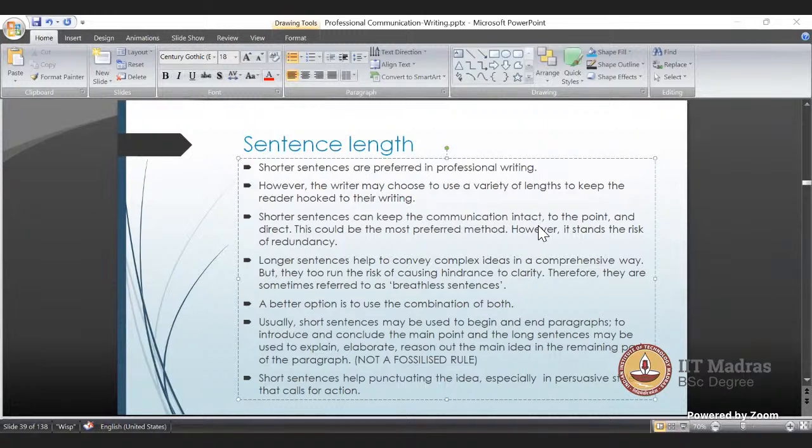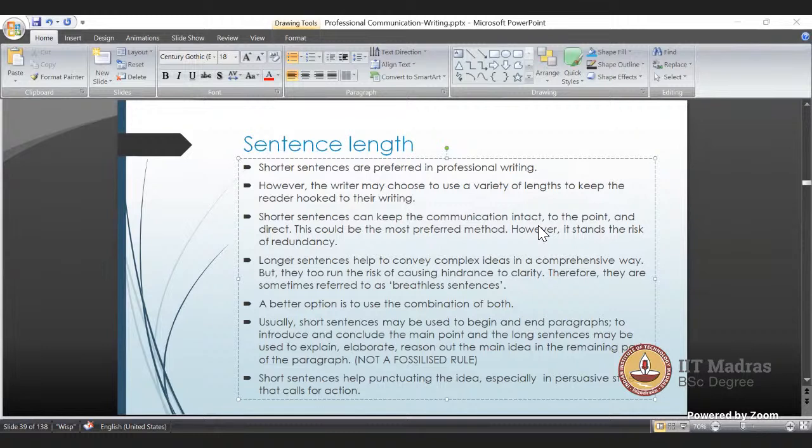Now, what happens with longer sentences? Why do we say that we don't want long sentences? While longer sentences can convey very complex thoughts and can also make your ideas sound comprehensive, the problem is that they can hinder clarity. How? Because you put too many things together in one sentence, and it can lead to a lot of confusion for the reader. Sentences which pack multiple ideas together and hence become too long are sometimes referred to as breathless sentences. Why are they called breathless sentences?